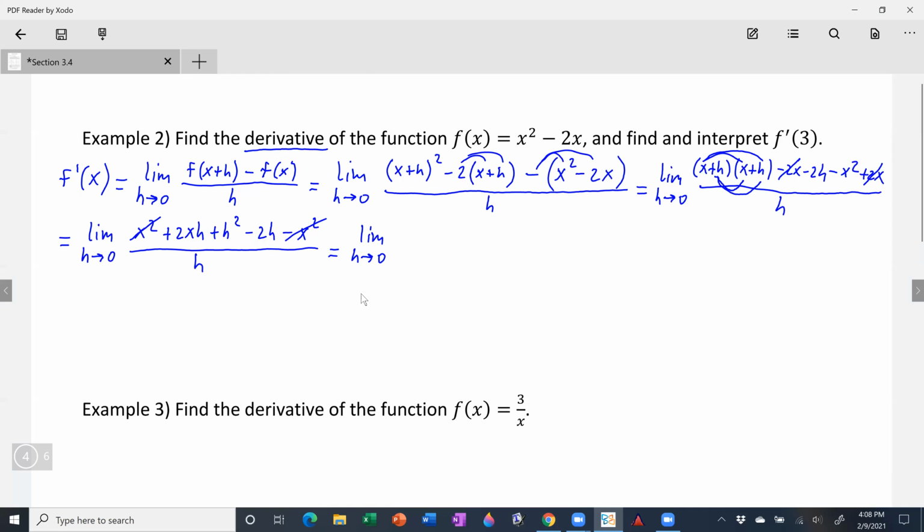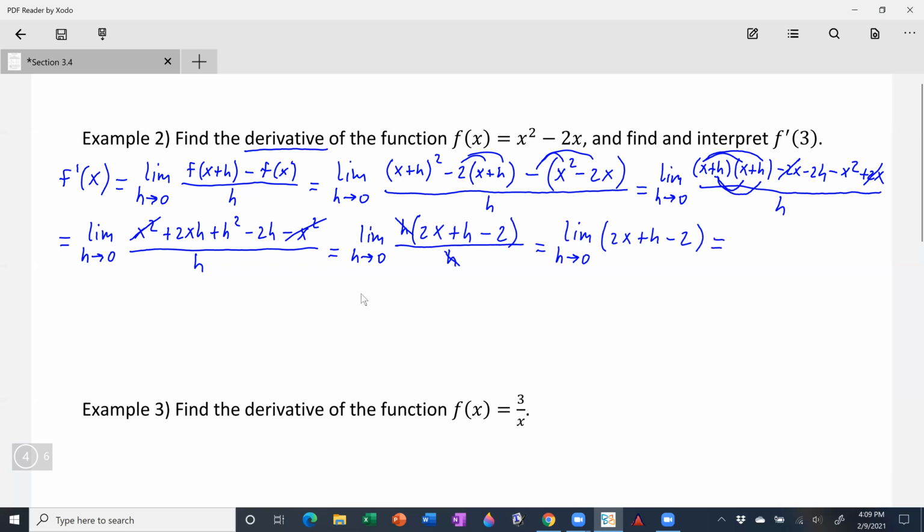Okay, this typically happens when we're dealing with the derivative of some kind of a polynomial. Okay, so we can go ahead and factor an h out of the numerator, and let's see, we've got 2x plus h minus 2, okay, factoring an h out, which then allows us to cancel that h. Okay, let's rewrite this now, 2x plus h minus 2.